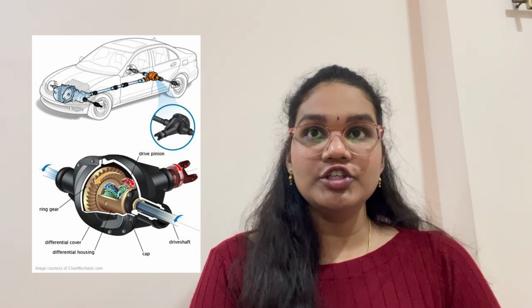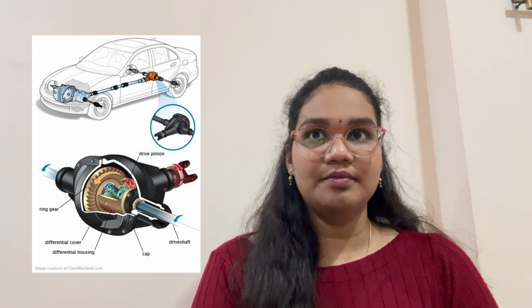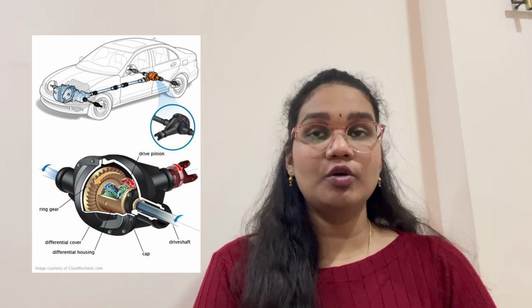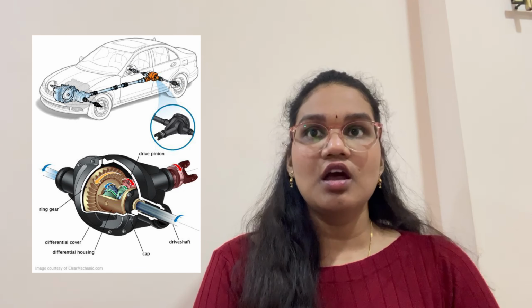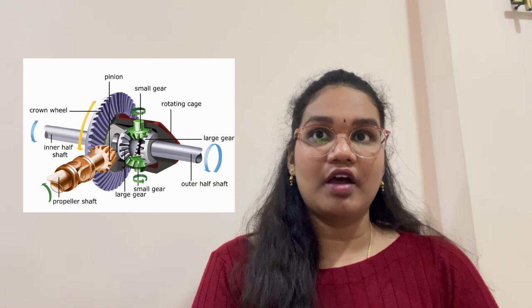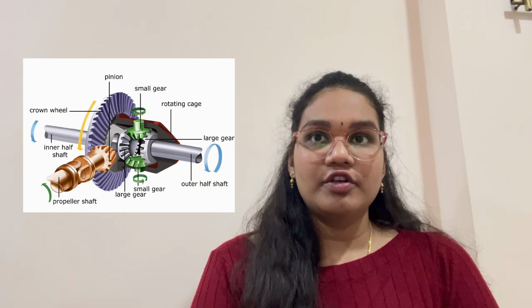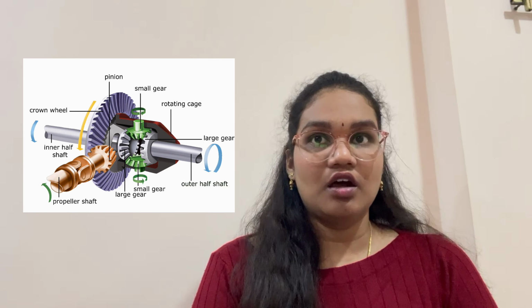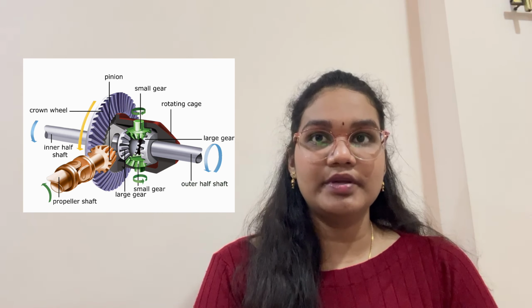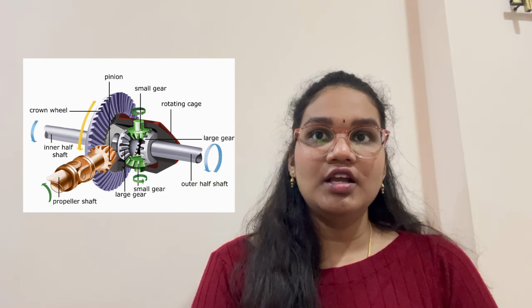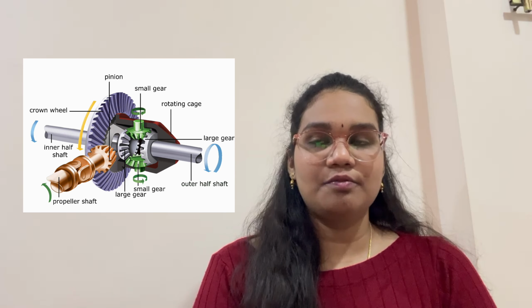Now let's see the working methodology of the differential mechanism. The differential is located in the axial assembly and connects to the drive shaft or propeller shaft. It receives rotational power from the engine via the propeller shaft. The differential's primary purpose is to allow the wheels to rotate at different speeds during turns. When the vehicle takes a straight path, both wheels receive an equal amount of power.